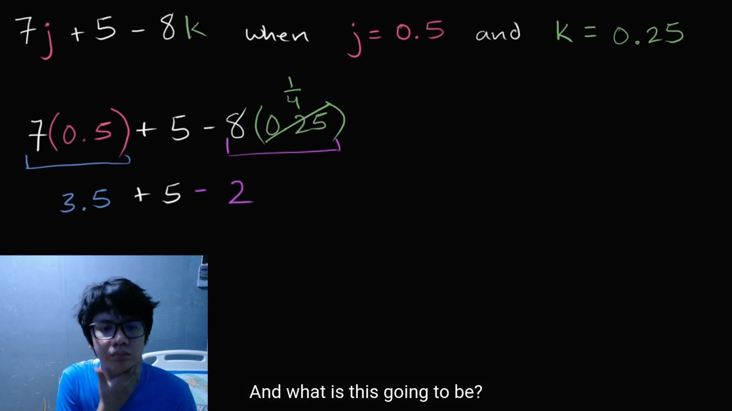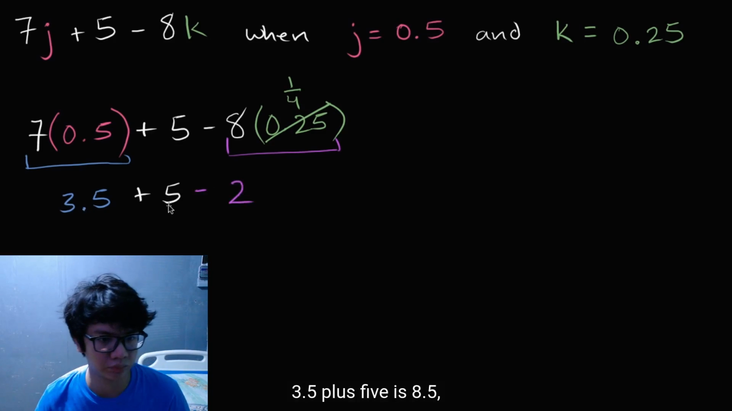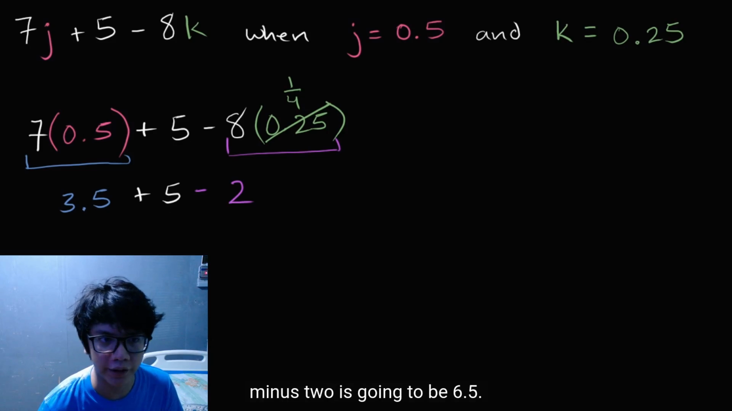And what is this going to be? Let's think about it. 3.5 plus 5 is 8.5. Minus 2 is going to be 6.5.